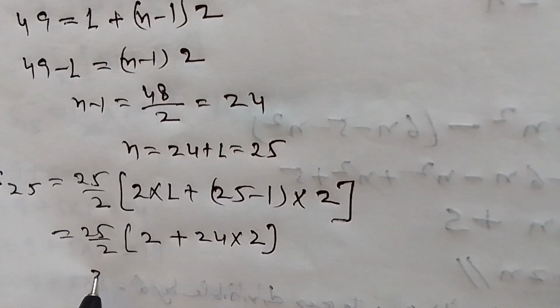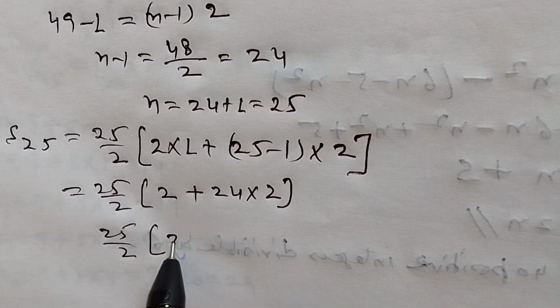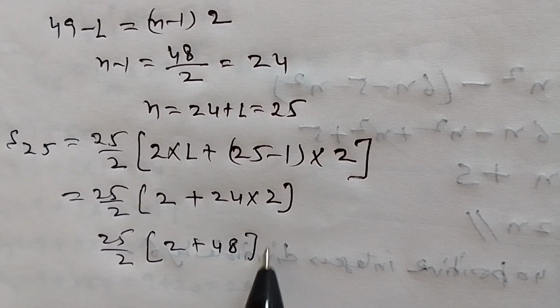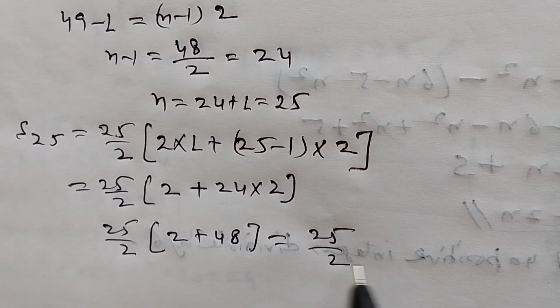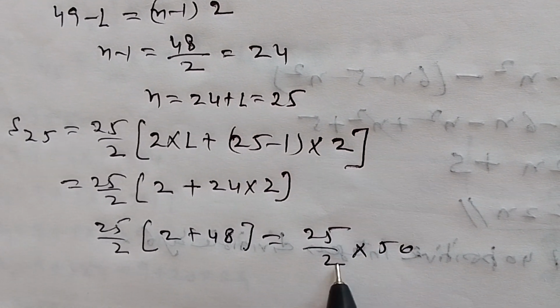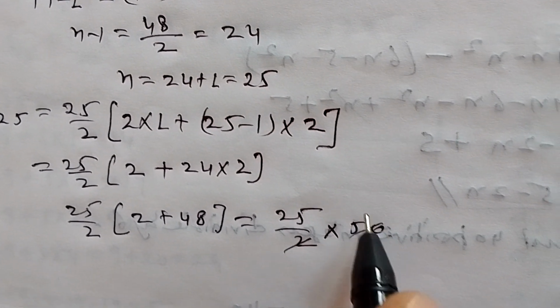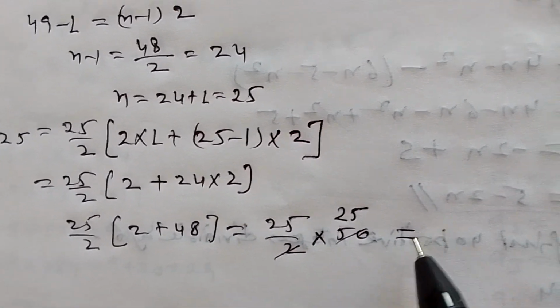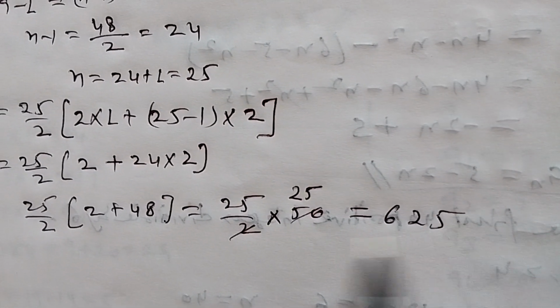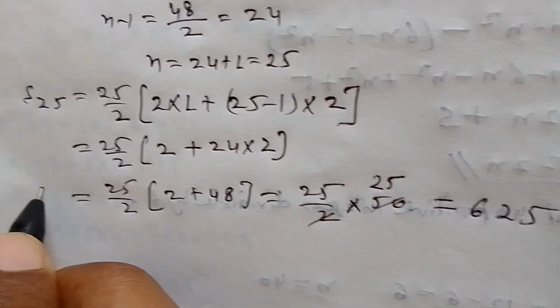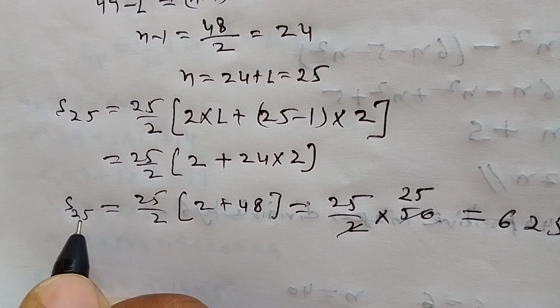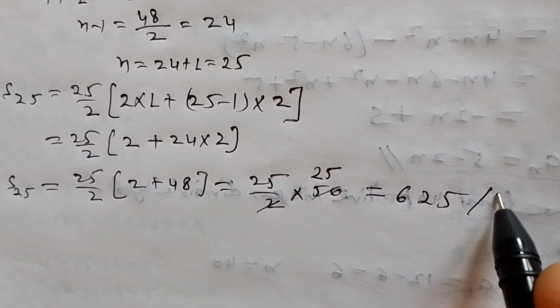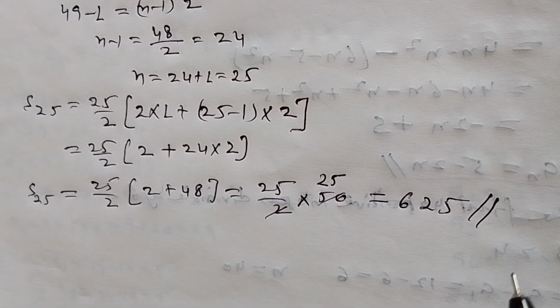So 25 divided by 2, times (2 plus 48), it comes out to be 25 divided by 2 multiplied by 50. Cancelling 2 with 50, it comes out to be 25. 25 multiplied by 25 comes out to be 625. So the sum of 25 terms of the AP comes out to be 625. This is the solution of the 14th question.